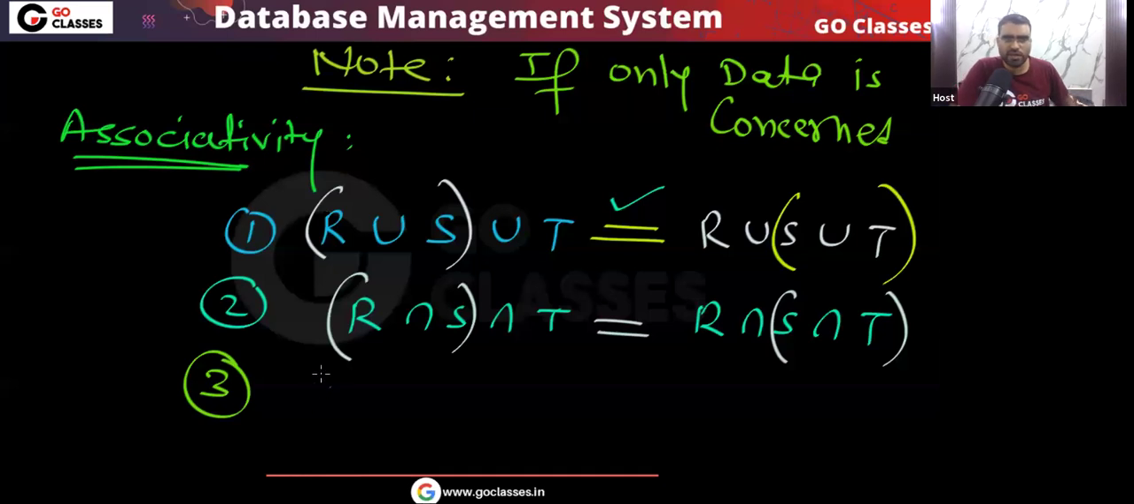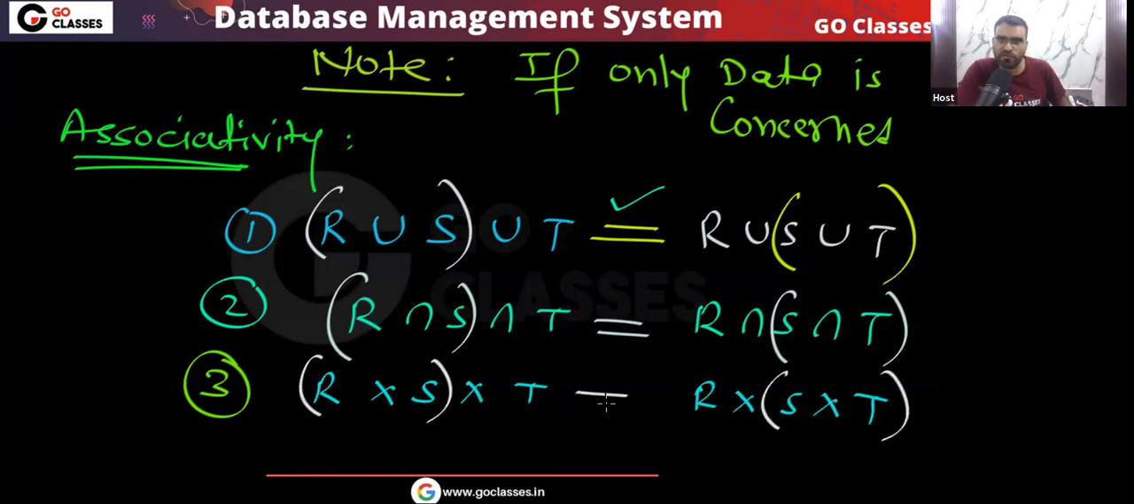Yes or no? If data is concerned, then tell me about cross product. R cross S cross T. Again, the same thing will happen. Whether I do this first or this first, both will be fine.